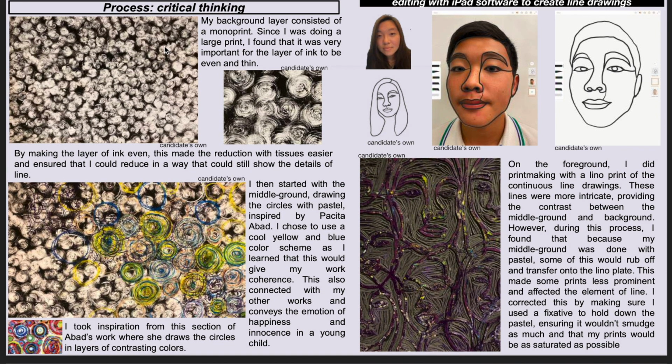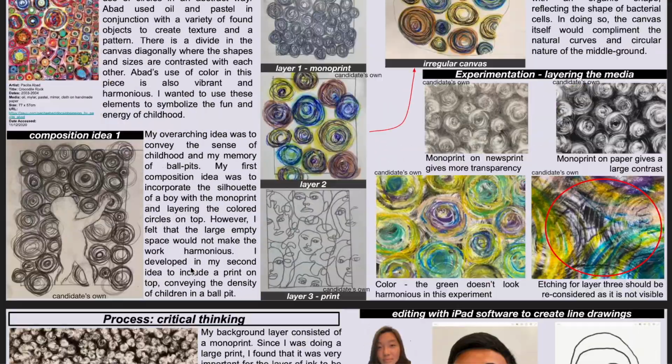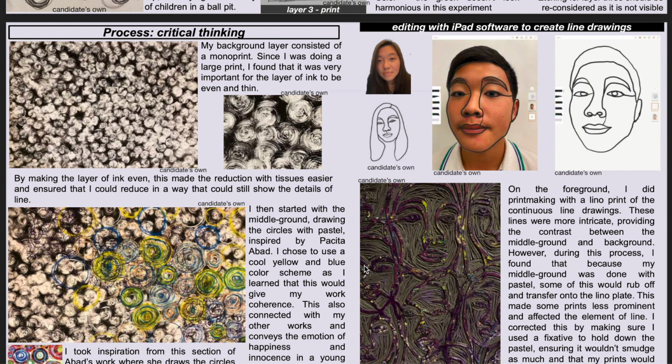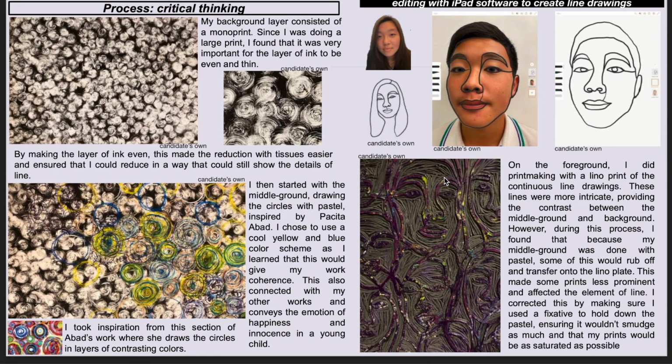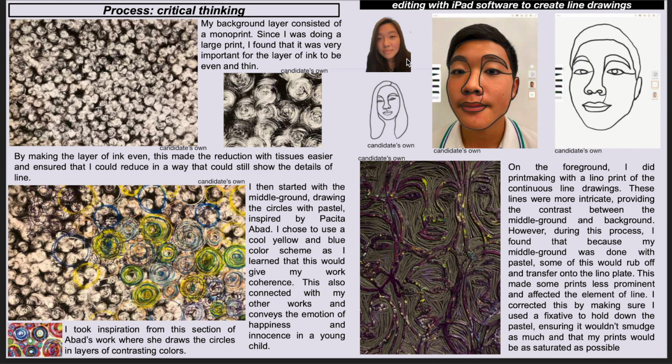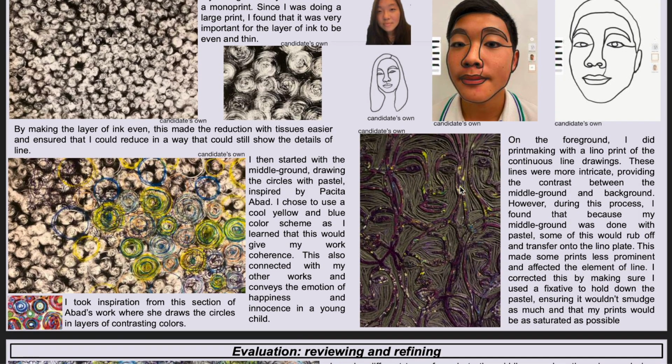And then this is the process screen. At first I did a monoprint, and you can see the details in this smaller picture, and then I used chalk and pastel to do the colored circles like this, like the artist's connection one. That's where I took my inspiration from. And then I did a lino print with these face outlines, and you have to show the marker exactly how you came about to do it, how I traced the faces and where I got the faces from, and that whole process. So you have to show editing with iPad software to create line drawings.